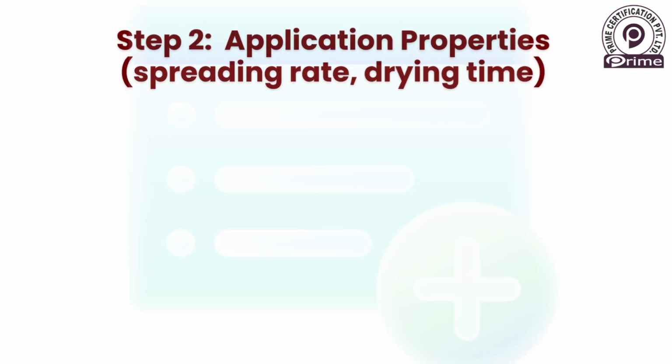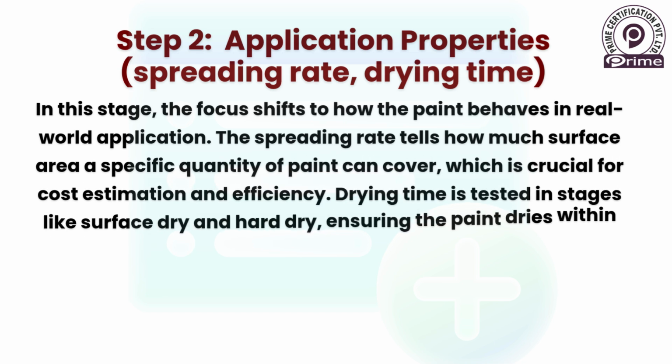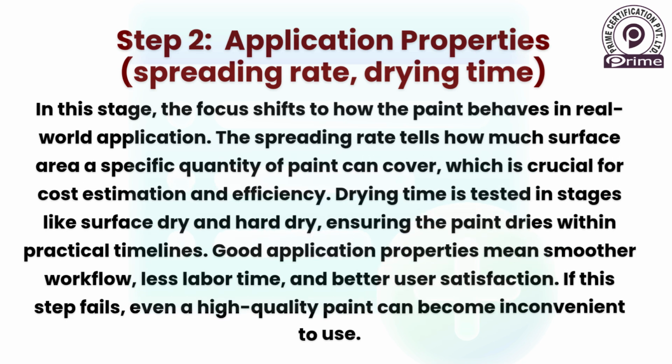Step 2. Application properties: spreading rate, drying time. In this stage, the focus shifts to how the paint behaves in real-world application. The spreading rate tells how much surface area a specific quantity of paint can cover, which is crucial for cost estimation and efficiency. Drying time is tested in stages like surface dry and hard dry, ensuring the paint dries within practical timelines. Good application properties mean smoother workflow, less labor time, and better user satisfaction. If this step fails, even a high-quality paint can become inconvenient to use.